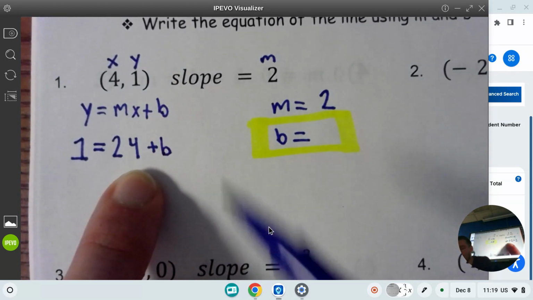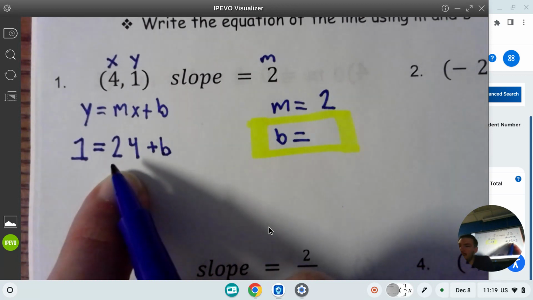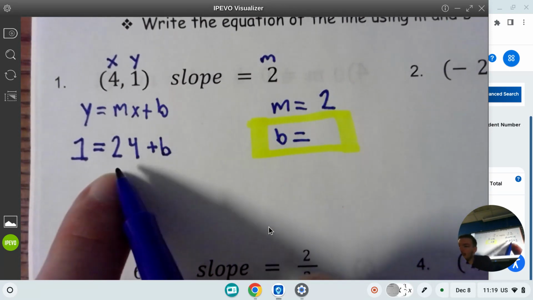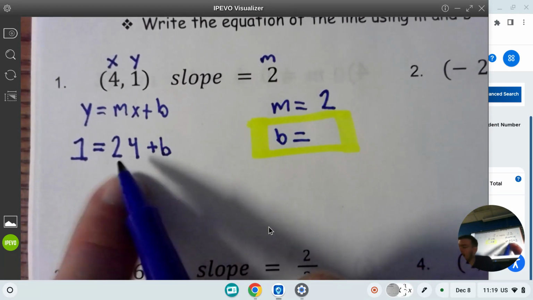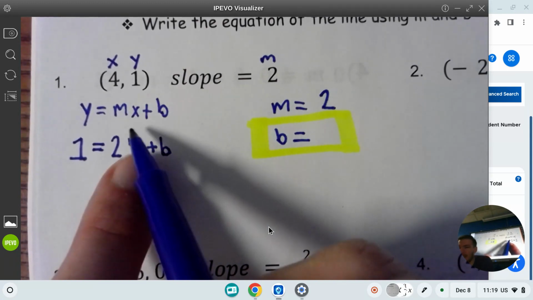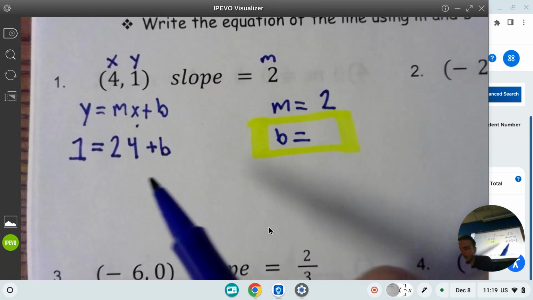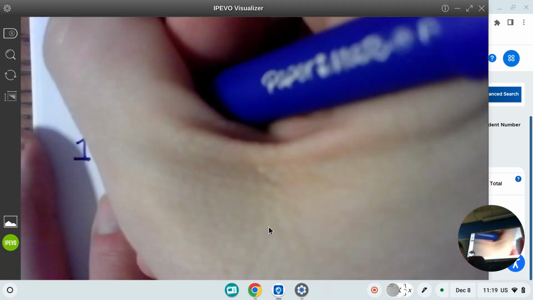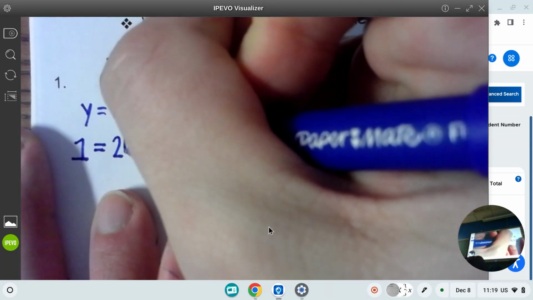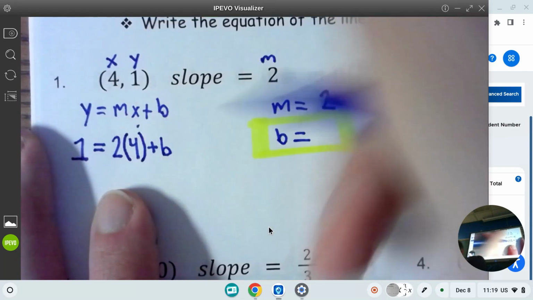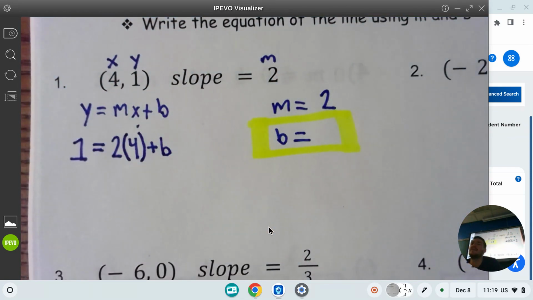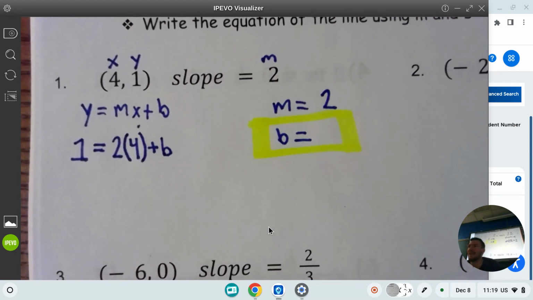Now, we have a little bit of a problem. This looks like 24, but it's supposed to be a 2 next to a 4. If these two numbers are next to each other, like mx, are they multiplied, added, subtracted, divided? These are multiplied, and so we're going to put parentheses around the 4. That's going to remind us that that's supposed to be a 2 times 4. Now, if you can get this far, then you know how to do it. If you can handle this, the question's a piece of cake.